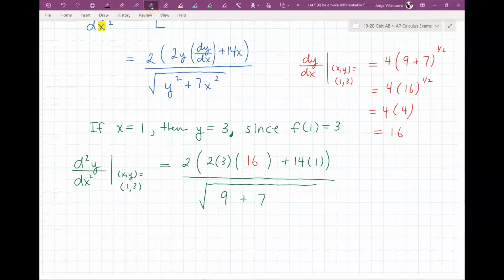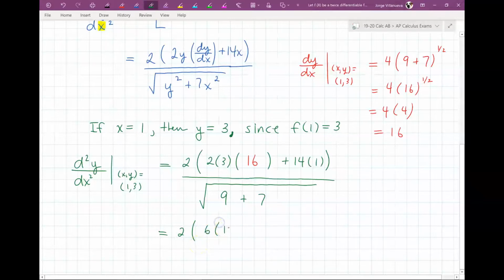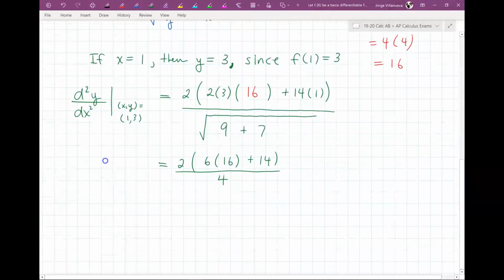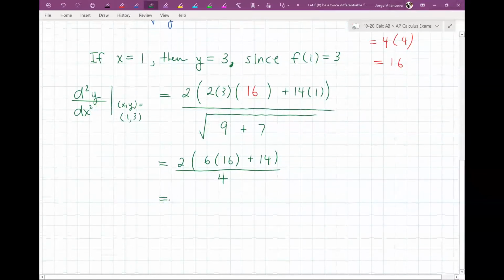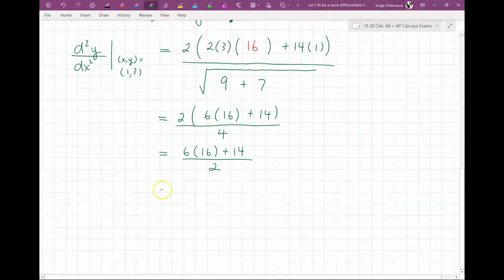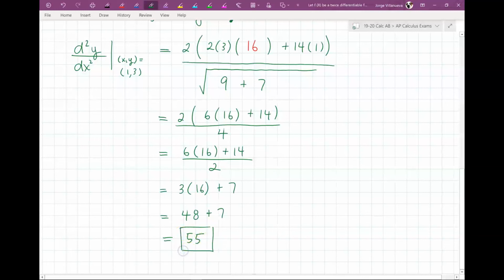So now all we have to do is combine everything. 2 times 3, that's 6 times 16 plus 14 over, the bottom is the square root of 16, so that's just going to be a 4. So we'll reduce 6 times 16 plus 14 over 2, because the 2 and the 4 will reduce. Then I can further reduce by 2, so this will be 3 times 16 plus 7, because I'm just dividing 2 of those terms up there by 2. So 3 times 16, that's 48 plus 7, so that's going to be a total of 55. So there is your solution for the second derivative of that function when x equals 1.